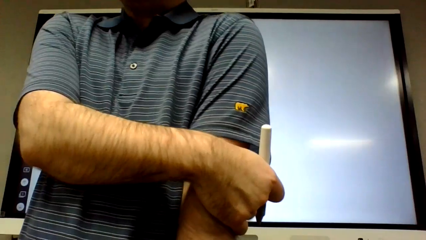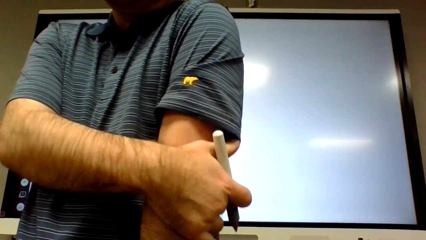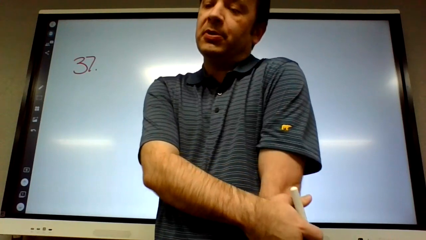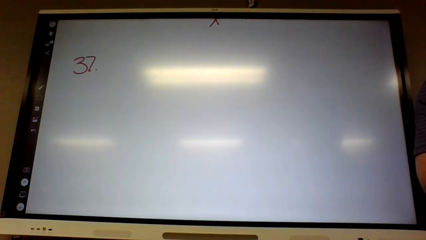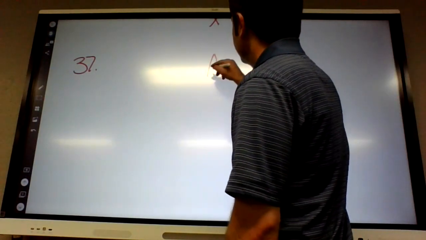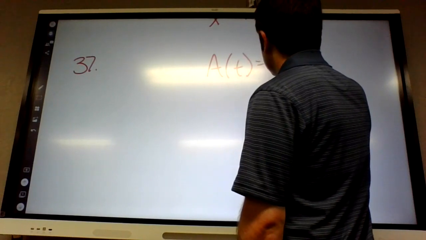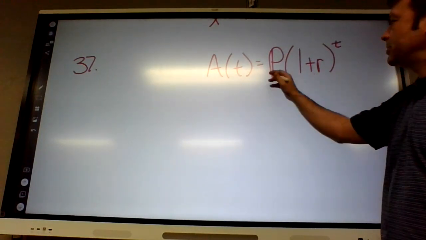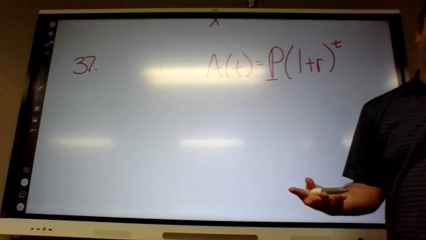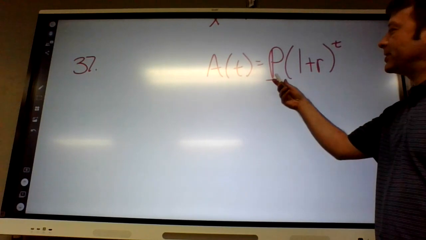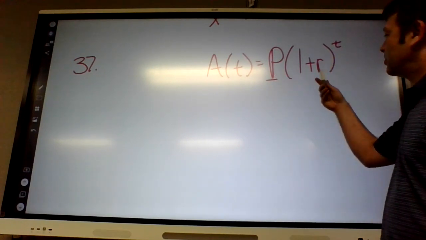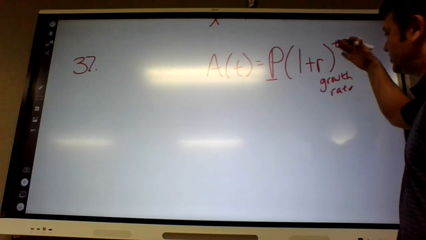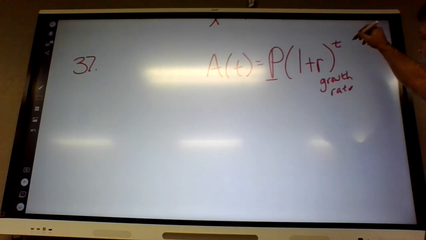If a $26,000 sports car loses 15% each year, when, to the nearest tenth of a year, will the car be worth $10,000? Do you guys remember the exponential growth formula from last week? A equals P times (1 plus r) to the t. What did the P stand for? Principal, the initial amount. R stands for the rate of growth, the percentage rate, some kind of interest rate, and T stands for time.